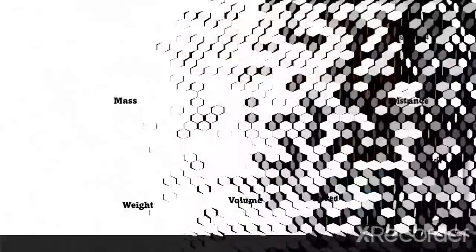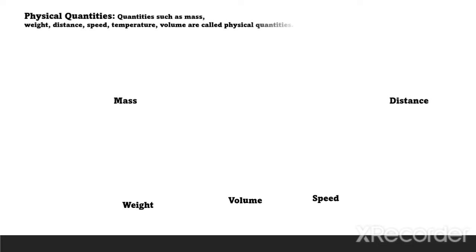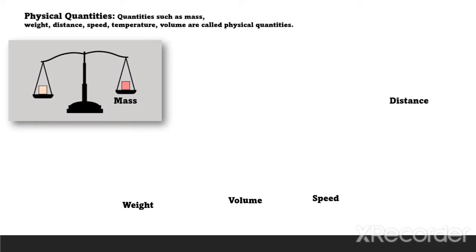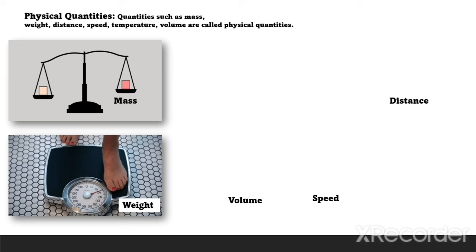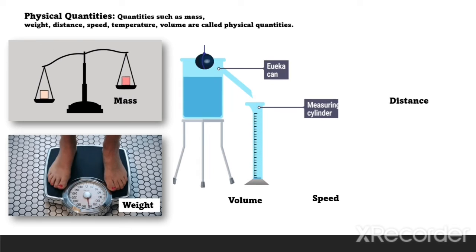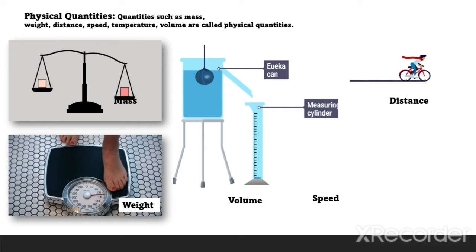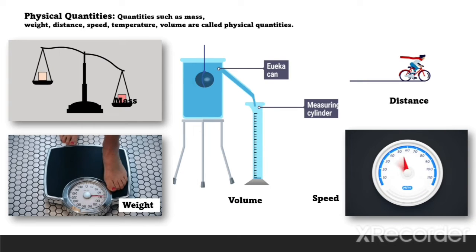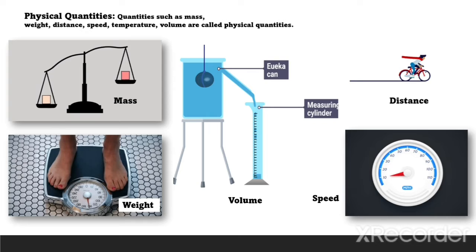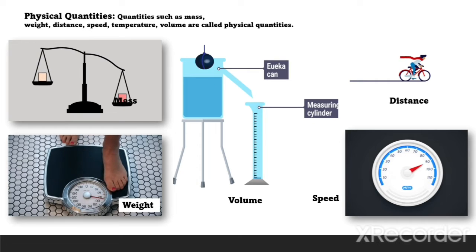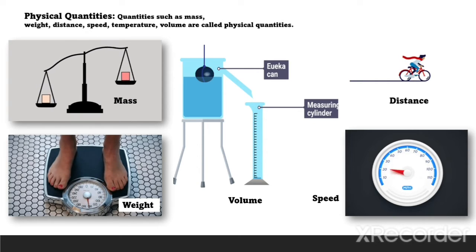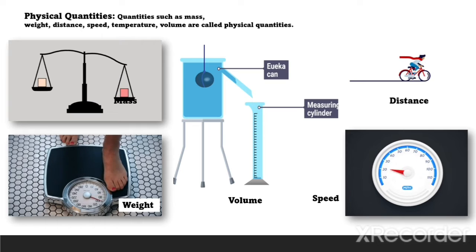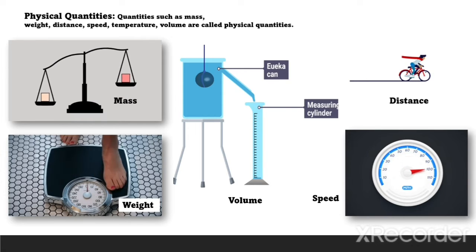These quantities that we measure in our daily life are known as physical quantities, such as mass, weight of a substance, volume of a substance, distance covered by any object, and speed of an object. So these are all different physical quantities. To express any physical quantity, we need to measure a magnitude. The magnitude of a substance is defined with the help of two things: one is a value and the other is a unit.